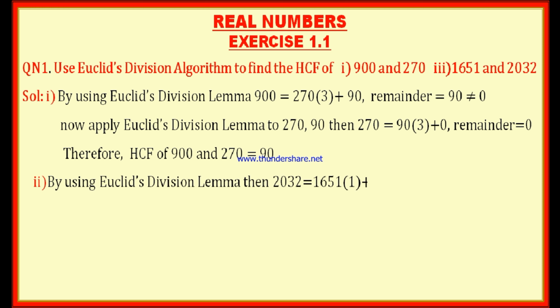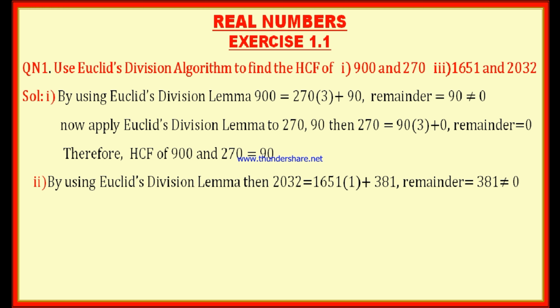By using Euclid's division lemma, let us find the HCF of 1651 and 2032. Out of the two numbers, 2032 is greater than 1651. If we divide 2032 by 1651, it goes one time, and the remainder is 381. If you have any confusion, you may do this division in rough work. So you can write 2032 is 1651 into 1 plus 381. Here the remainder is 381, which is not 0.